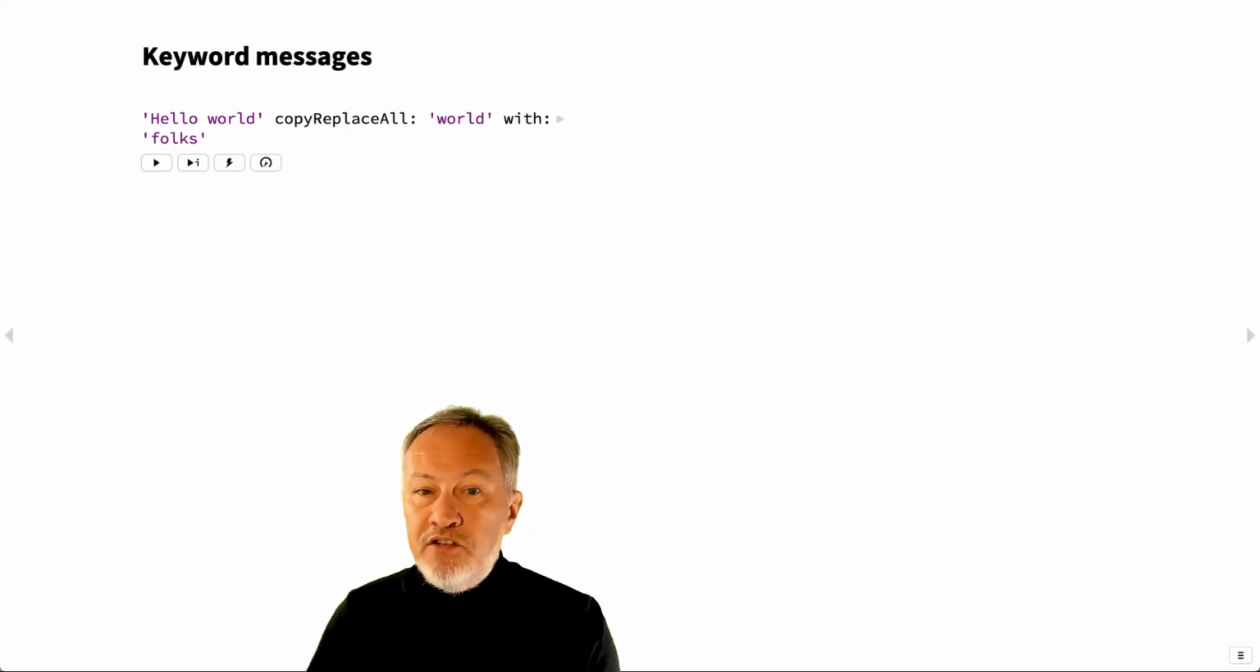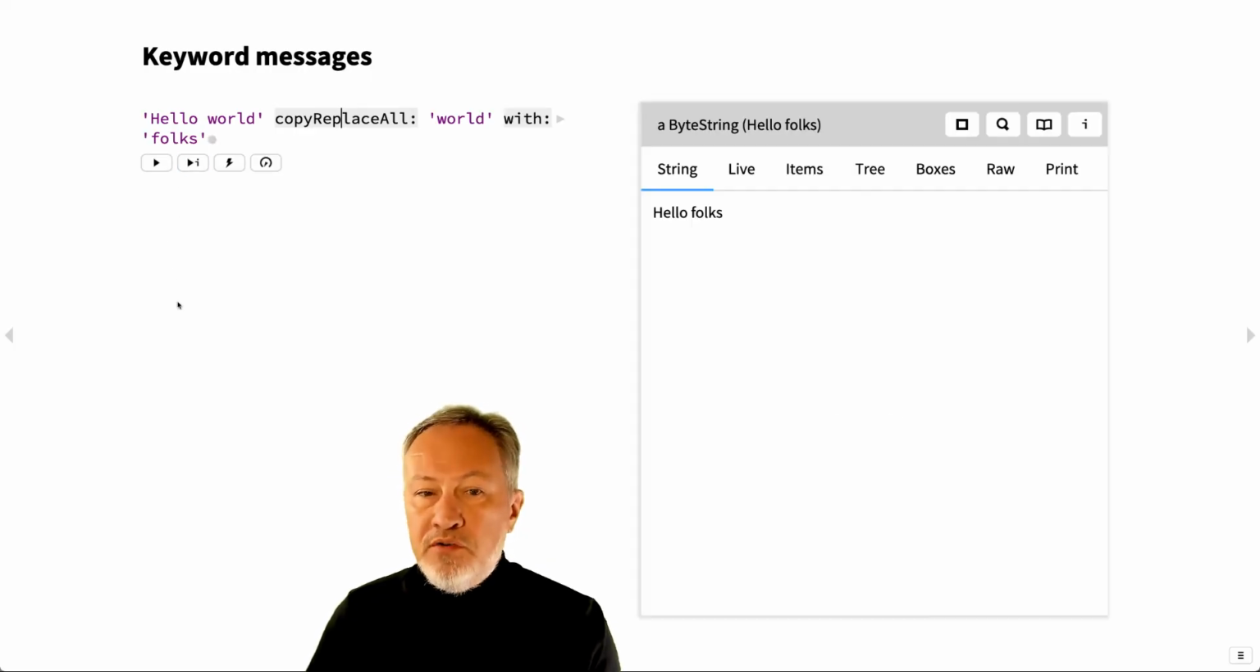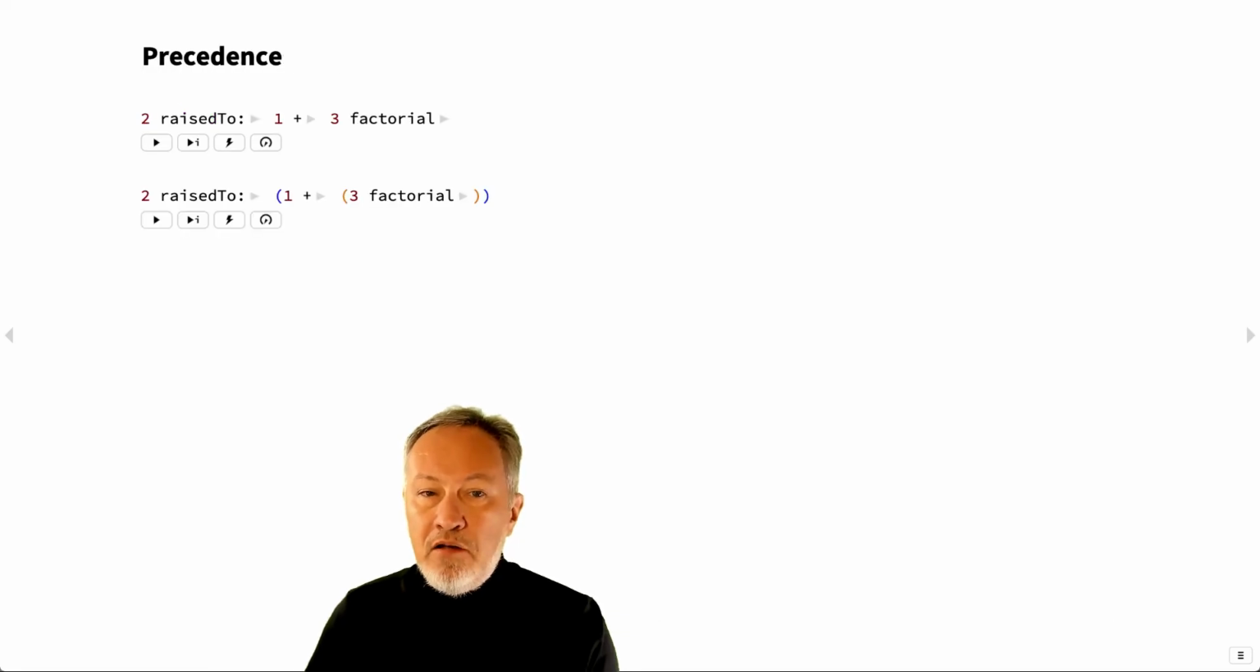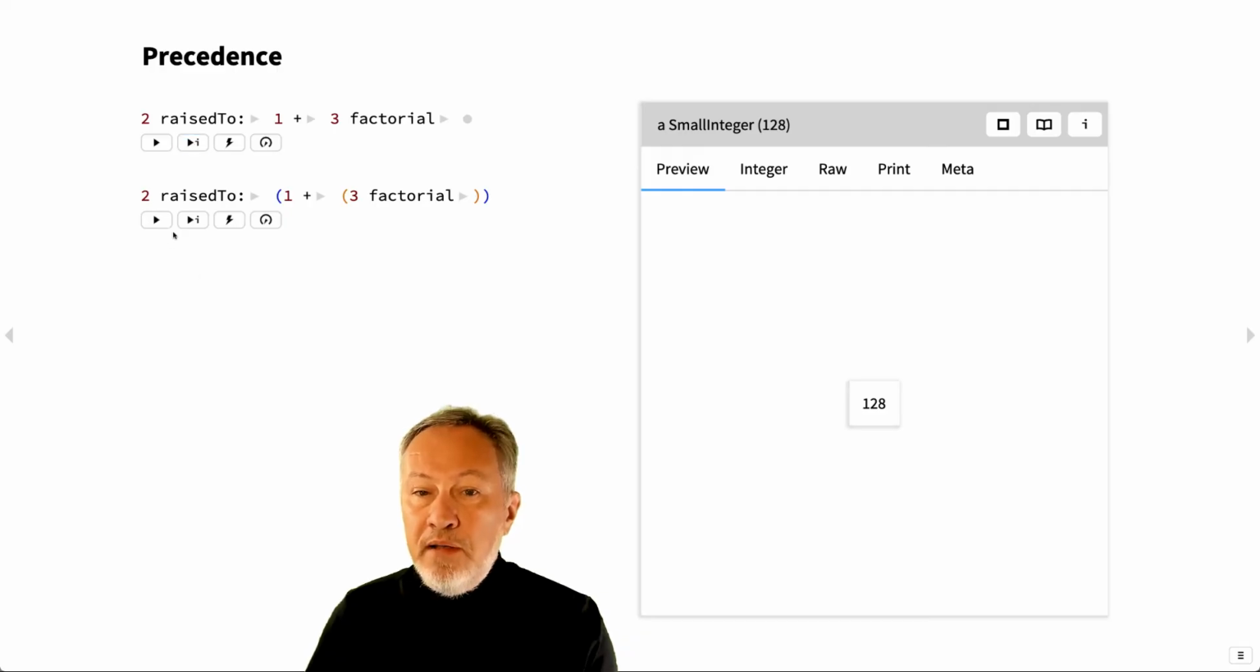Finally, keyword messages consist of a number of keywords, each followed by a colon and an argument. 'Hello world' copyReplaceAll: 'world' with: 'folks' sends the message copyReplaceAll:with: to the string 'hello world' with the 2 arguments 'world' and 'folks'. Within a complex expression, first unary messages are evaluated left to right, then binary messages, and last of all, keyword messages. 2 raisedTo: 1 + 3 factorial is the same as the second expression here with parentheses.